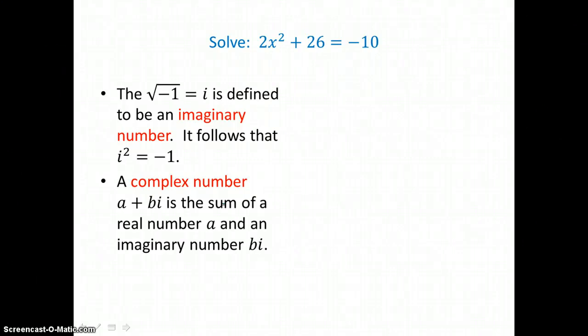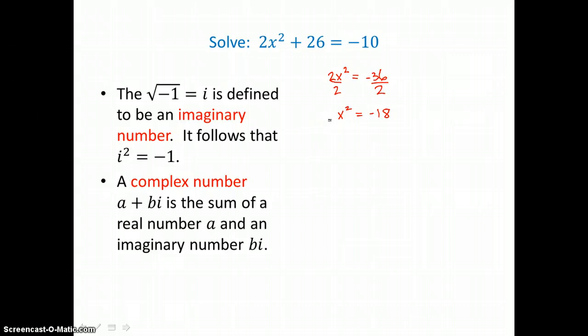Since there's no x term, we can use our square root method and get x squared alone. To get x squared alone, I'm going to start by subtracting 26 from both sides. That'll get my x squared term alone, and I'll have negative 36 on the right. Now I'm going to divide both sides by 2 so that I have just x squared on the left. And simplifying on the right, negative 36 divided by 2 is negative 18.